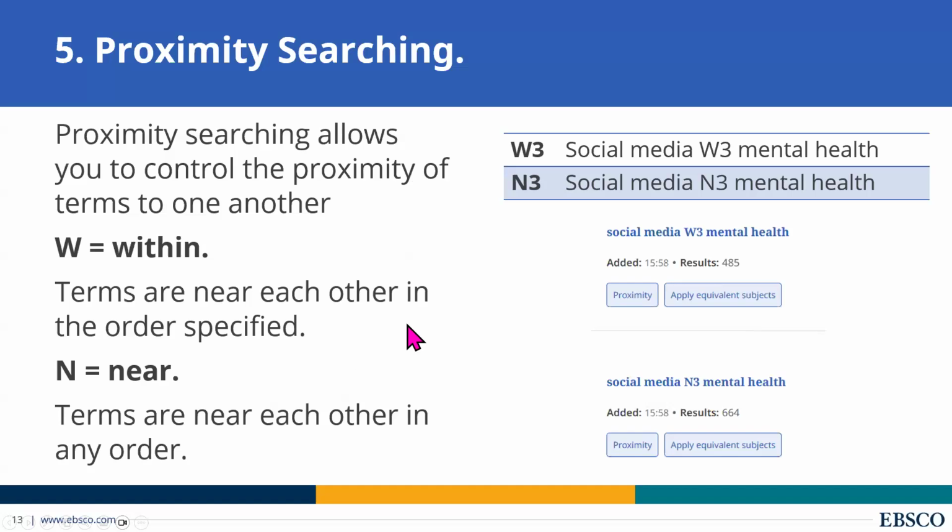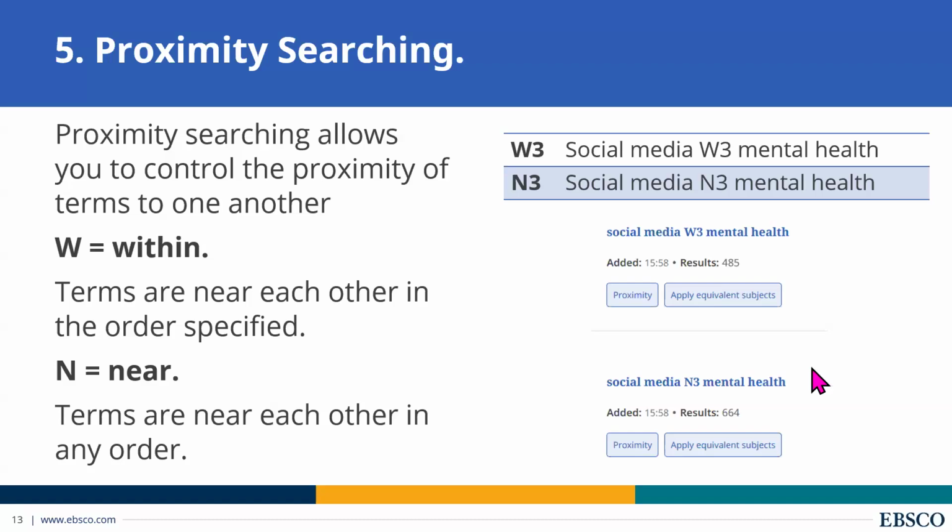All right, now my last tip, our top 5 is our proximity searching. So this allows you to control the proximity of your terms to one another in your search results. And there are two proximities. There is a W for within. This is where terms are near each other in the order that you have specified. So it's more focused, it's more controlled. The N search is a near search. So your terms are near each other, but they can be in any order.